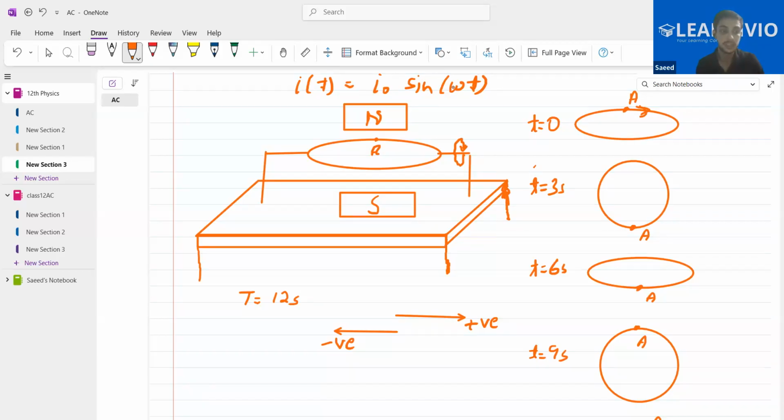So, is the flux zero or not? Zero. Now, as it is rotating, that is, it is moving from the second position to the third position. This is the second position, this is the third position, and this is the first position.